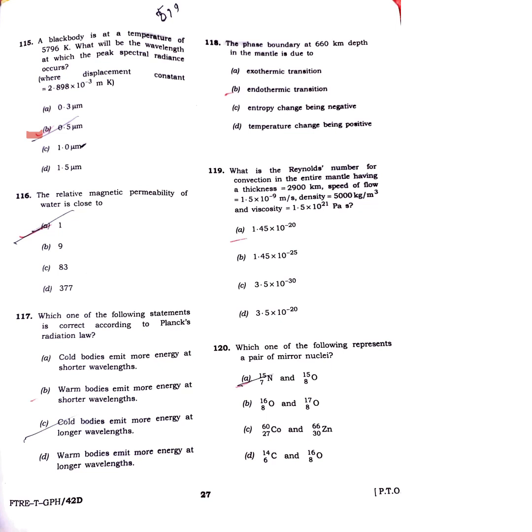Now, question number 116. The relative magnetic permeability of water is close to option A, 1. Question 117. Which one of the following statements is correct according to Planck's radiation law? This B. Warm body emits more energy at shorter wavelength.